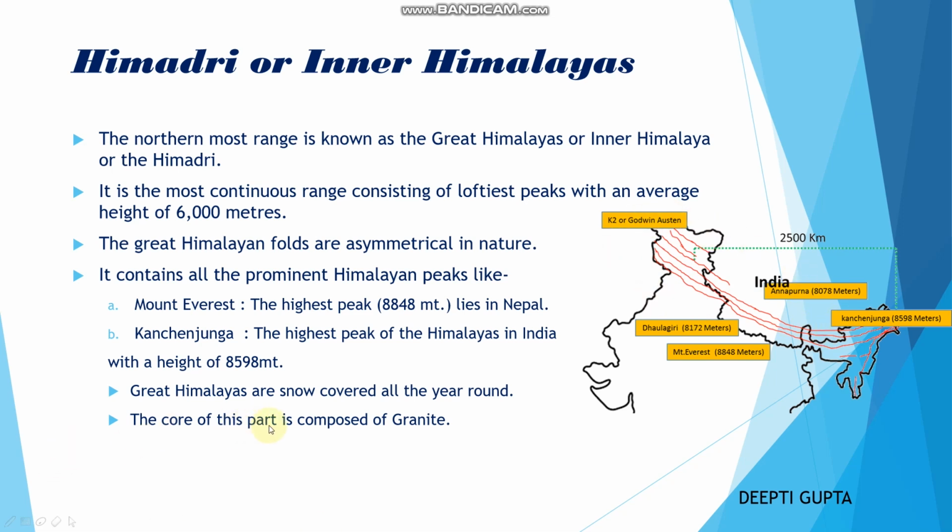The core of this part is composed of granite. This is very important. The core of this part is composed of granite. And the second important thing is it is covered with snow throughout the year. The highest peaks are Mount Everest, which lies in Nepal, and Kanchenjunga, which lies in India. Here in this picture you can see Kanchenjunga and Mount Everest.